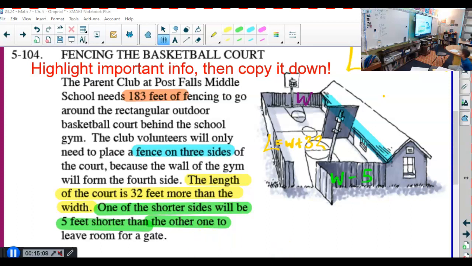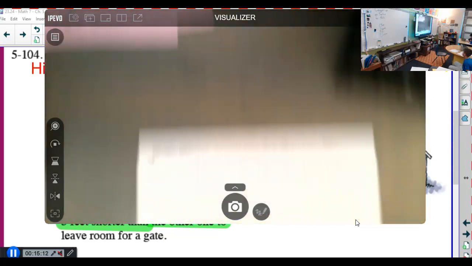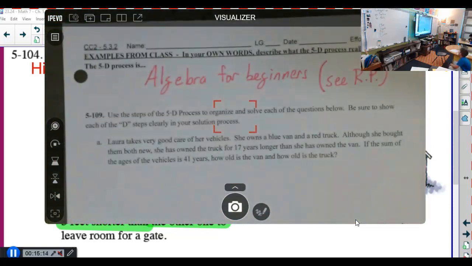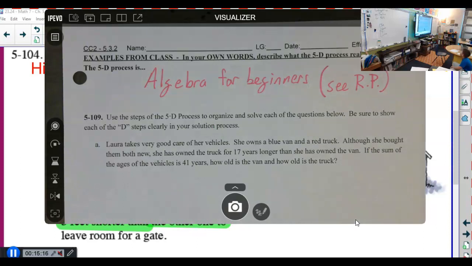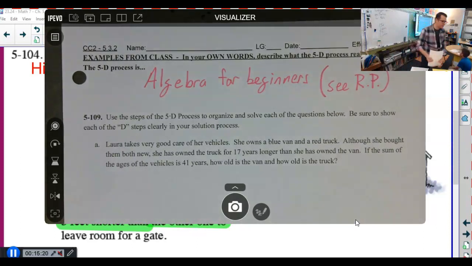I hope you wrote down what you needed to because it's about to get covered up and you've had plenty of time to do it. When you have a free moment, the 5D process that we were about to learn, and only probably do today, is algebra for beginners.